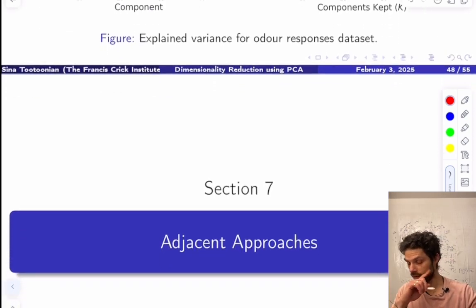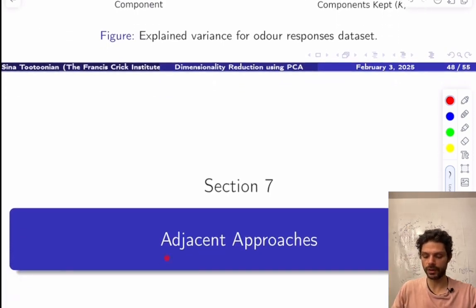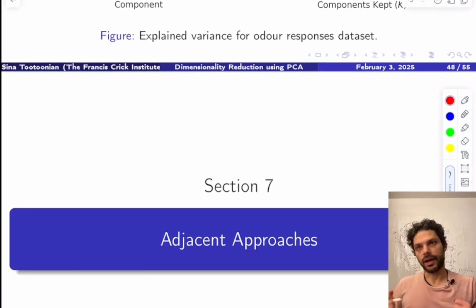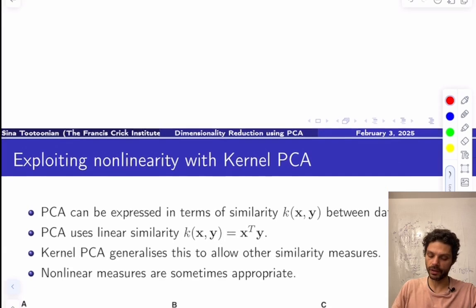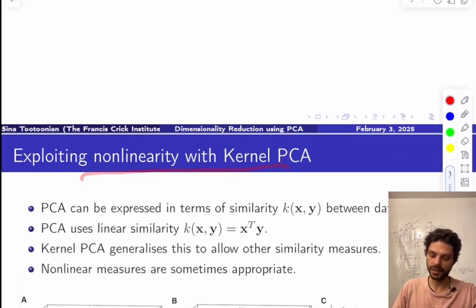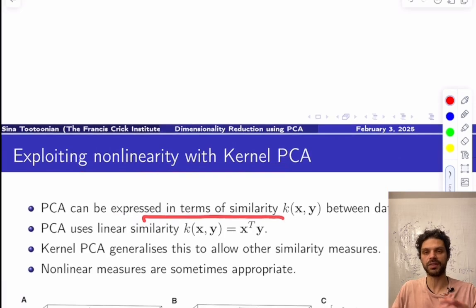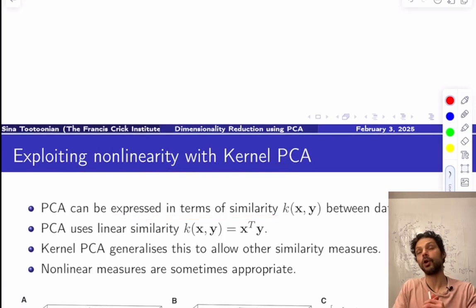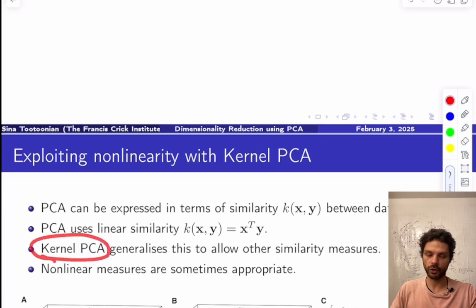Awesome. Okay, we're going to briefly talk about a few adjacent approaches that you should know about, that come up in different situations, related but not the same as PCA. The first one is exploiting nonlinearity. This is pretty cool. It turns out you can express PCA in terms of a notion of similarity between the data points. PCA uses linear similarity, so two of your population vectors are similar by the amount they overlap, by their projection onto each other. But there's something called kernel PCA, which generalizes this and allows you to use other similarity measures.